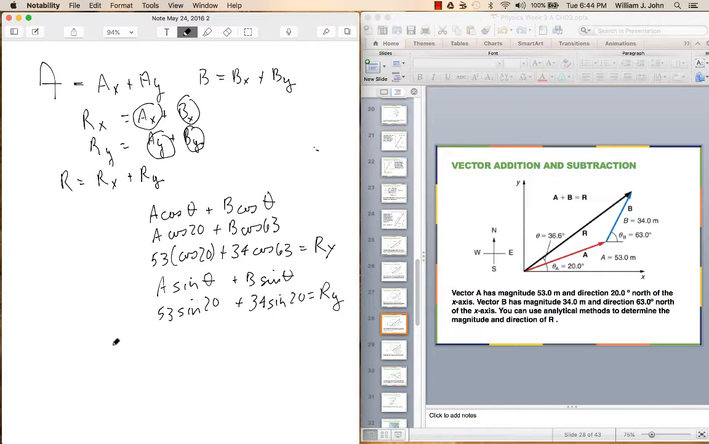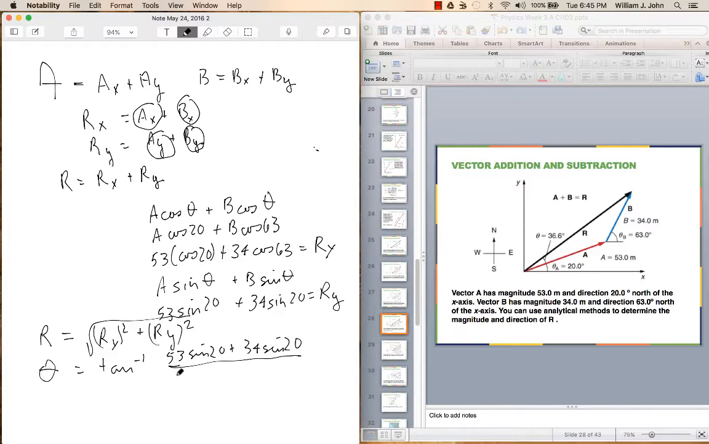And then using Pythagoras' theorem, we can find the magnitude of R is going to equal the square root of Rx squared plus Ry squared, and the angle is going to be the arctangent, or tangent minus 1, of the y component, which is 53 sine 20 plus 34 sine 20, divided by 53 cosine 20 plus 34 cosine 20, and that'll give us the angle.